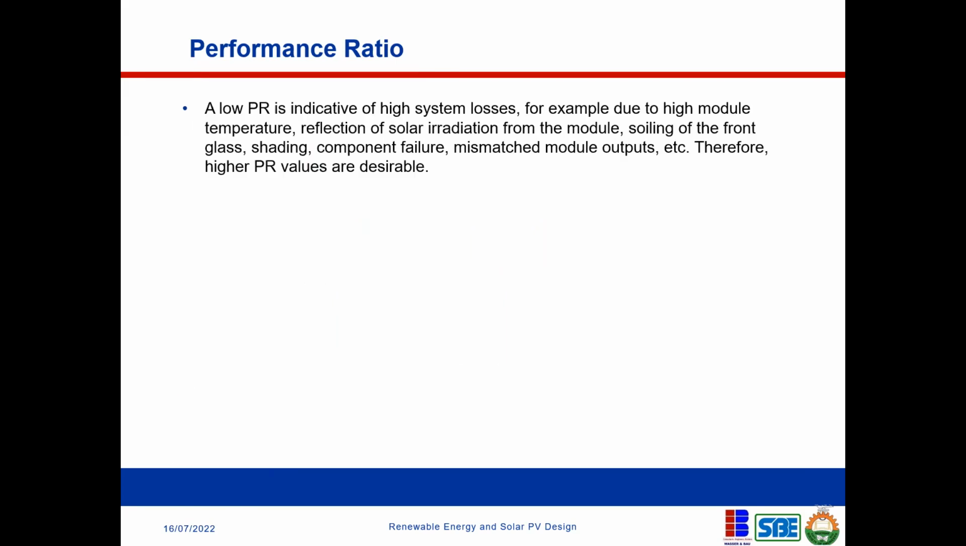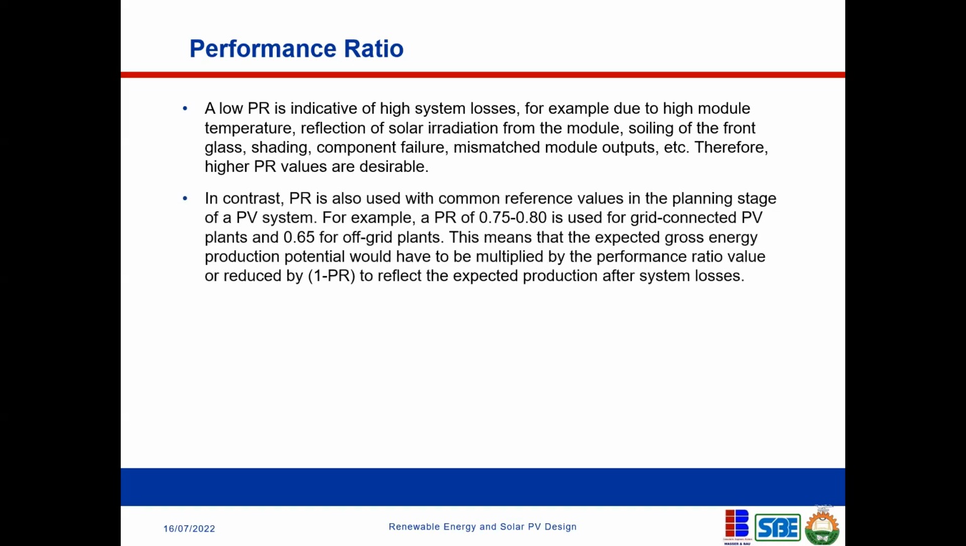So a low performance ratio indicates high system losses, for example, due to high module temperature, reflection of solar irradiation from the module, soiling of the front glass, shading, component failure, mismatched modules, and there are so many things that could lead to that low performance. But overall, if your performance ratio is low, it shows that there are high system losses.